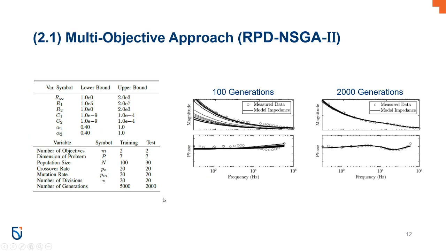Shown here are some of our conditions. And just to illustrate here, each of these black lines is one of these population members, a solution to fitting the impedance. After 100 generations, there is not a very good fit, but after about 2,000 generations or so for this problem, you can see all of the solutions are starting to converge and are a good representation of the measured impedance.